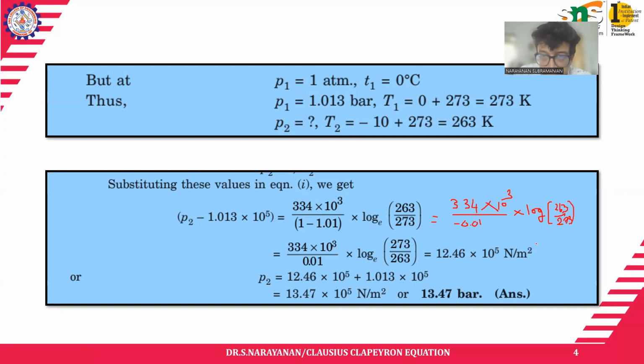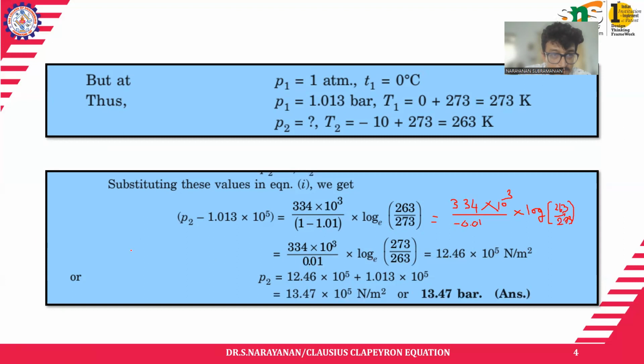When we interchange this 263 and 273, another minus sign will come out. So this minus and another minus will cancel and it will be positive. In the next step, they have interchanged the numerator and denominator, and there will be another minus sign. So the minus sign in the denominator will get cancelled. The next step will be 334 into 10 power 3 divided by 0.01 into log of 273 by 263. It will be equal to 12.46 into 10 power 5 Newton per meter square.